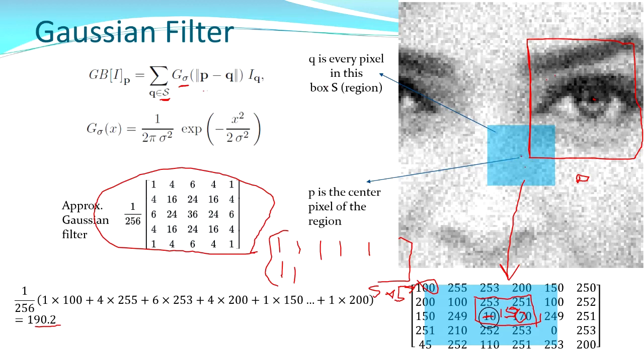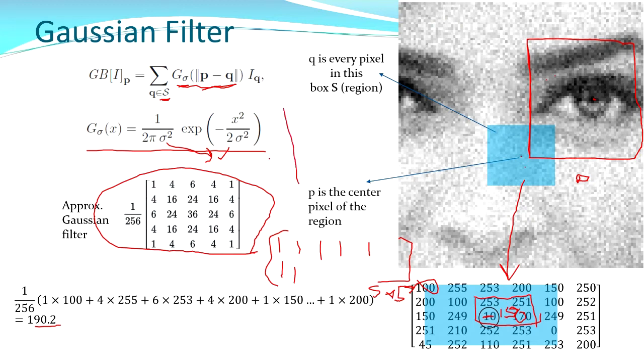Next, we are using a Gaussian filter over here. This is the formula of the Gaussian filter: 1 upon 2 pi sigma square. This sigma square is our other parameter, which is called the variance. This is the variance of the particular Gaussian. This is just an approximate Gaussian filter that I took from Wikipedia, but you can have different Gaussian filters with respect to the variance.